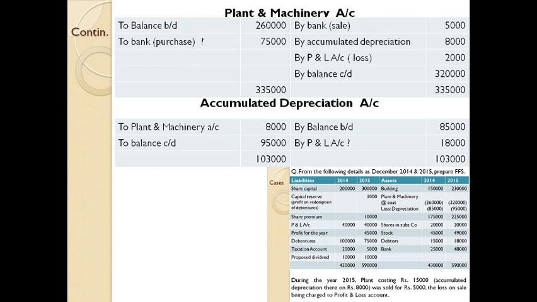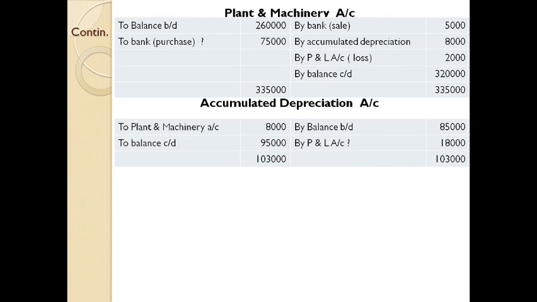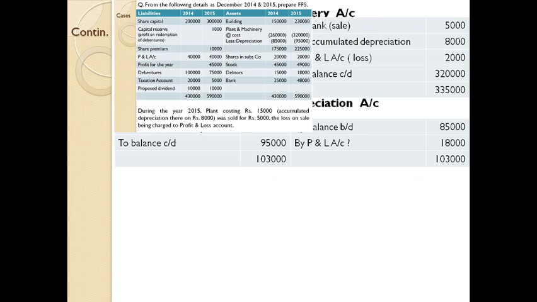Once you prepare these two accounts, next you have to go for additional information. Since there is no other information, we have to prepare two more accounts, because even if there is no additional information, you have to prepare two accounts compulsorily. That is, in the question you can see that there is a tax amount and proposed dividend. So these two accounts have to be prepared compulsorily. First one, provision for tax, and you know the pattern for preparing provision for tax. Since no information regarding tax details is given, just note down the opening balance as well as closing balance.